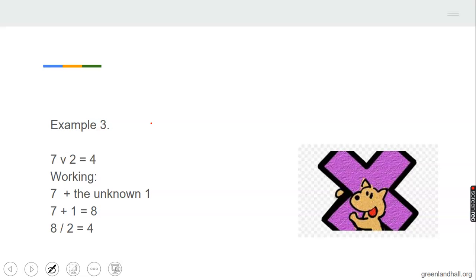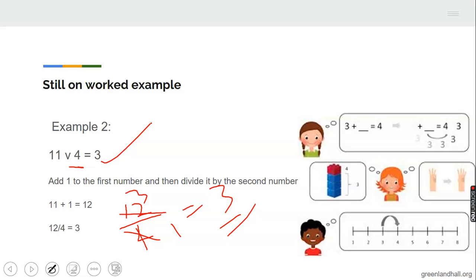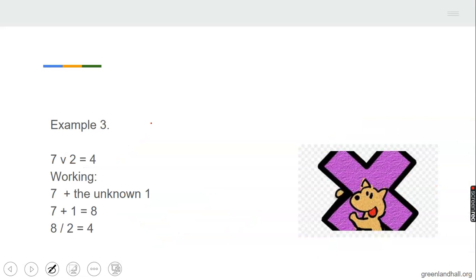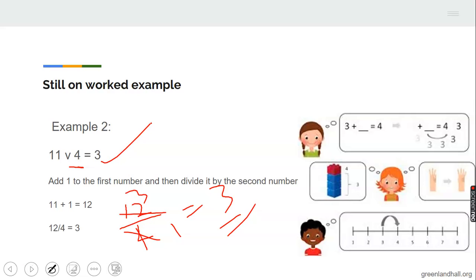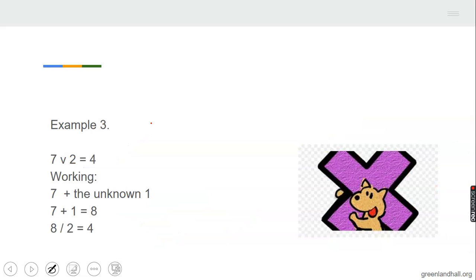Can somebody try and work it for me without looking at the slide? Are you working? Okay, let me cover my slide and see. Maybe somebody is working. Okay, let me show you the question again. 7v2 equals 4. How do we get our answer? Has anybody gotten the answer? Okay, let's go. This is the working.